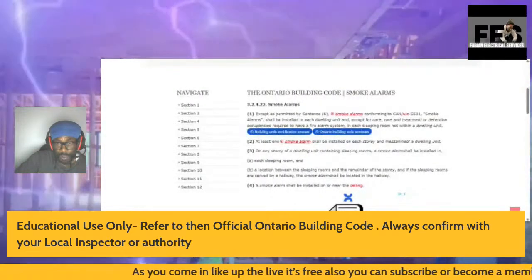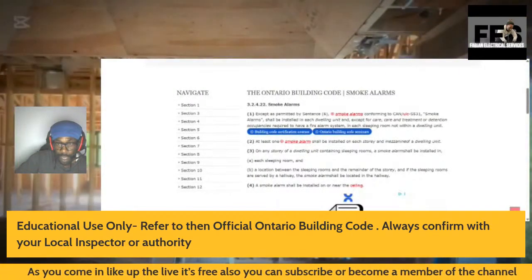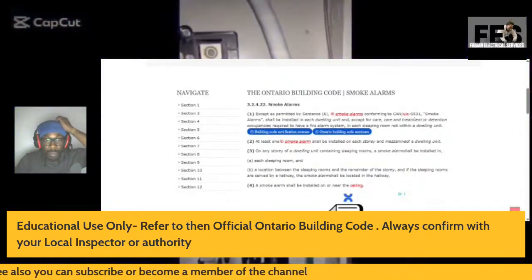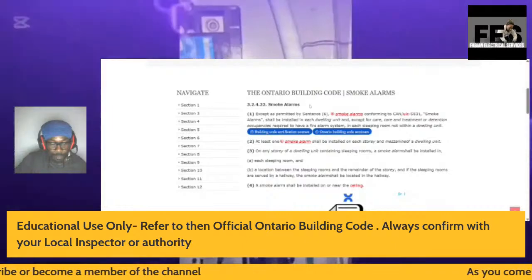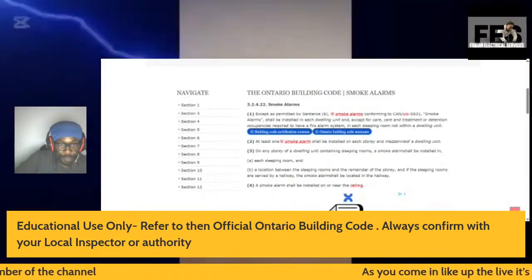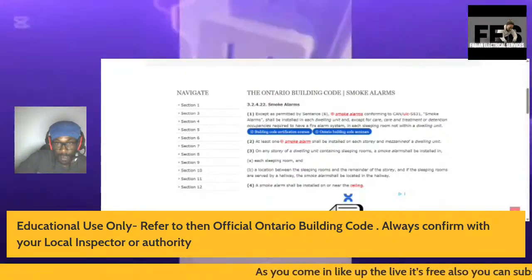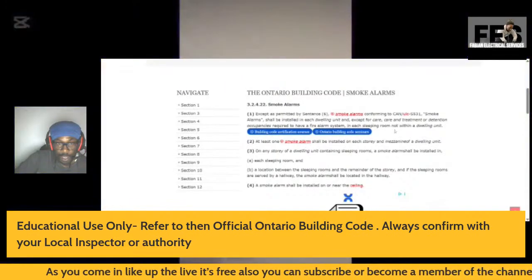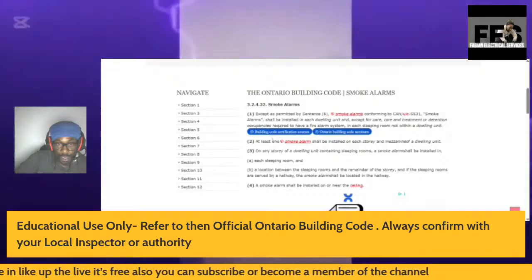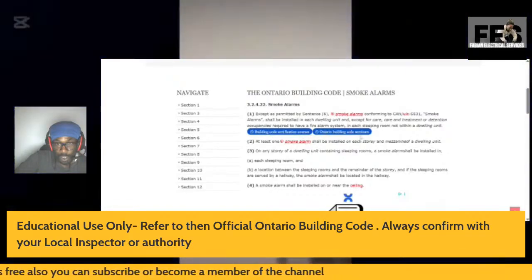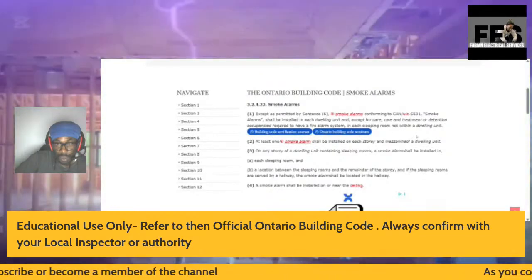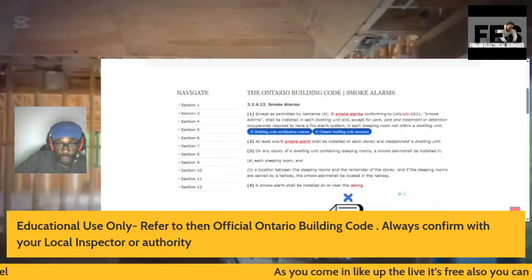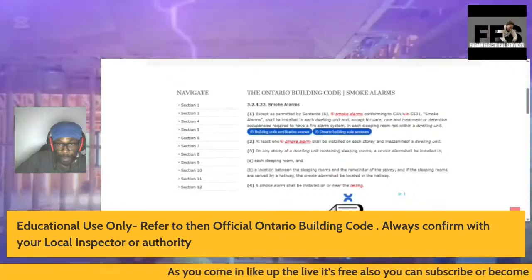Except as permitted by sentence, CAN/ULC-S531, smoke alarms shall be installed in each building unit and, except for care and treatment or detention occupancies required to have a fire alarm system, in each sleeping room, not within a dwelling unit, at least of a dwelling unit.